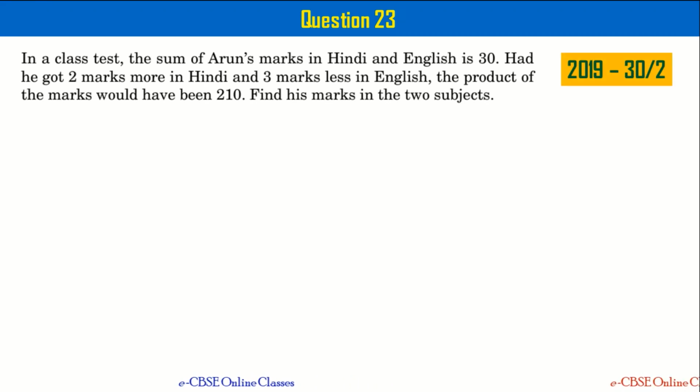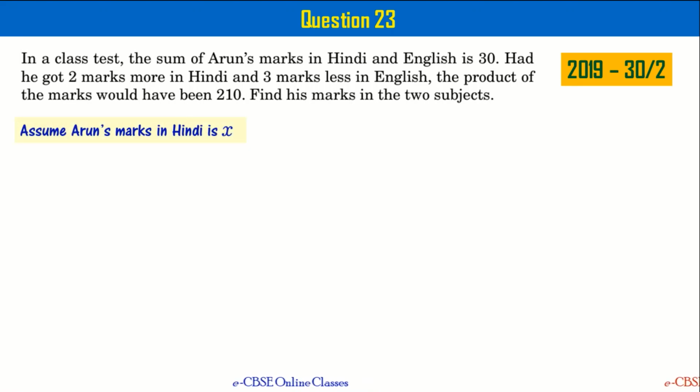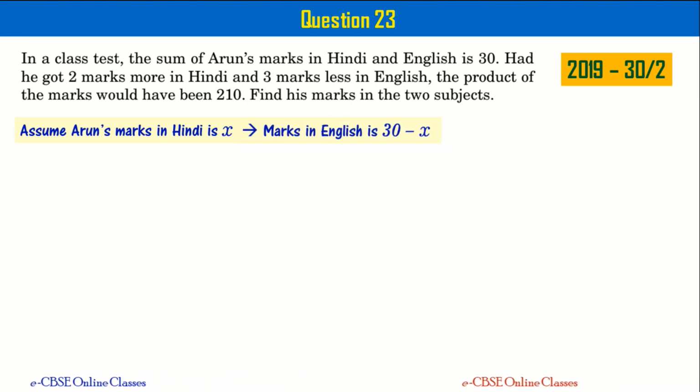Let's go to the next question, that is, in a class test, the sum of Arun's marks in Hindi and English is 30. Had he got 2 marks more in Hindi and 3 marks less in English, the product of the marks would have been 210. Find the marks in the 2 subjects. Let me assume that Arun's marks in Hindi is x. So marks in English are going to be 30 minus x because the sum of the marks of Hindi and English is 30, right?